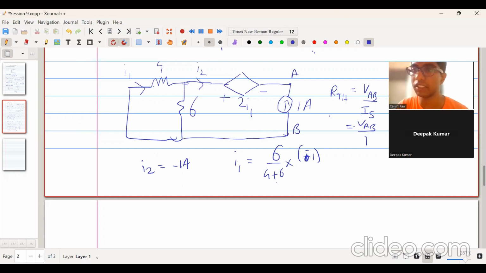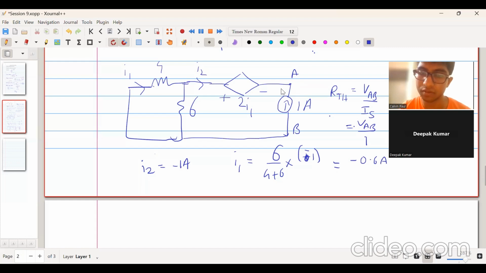Yeah, when we're finding the Thevenin resistance, in any network, it means. Okay, sir, okay, fine. Okay, so when we solve it, we get I1 equal to minus 0.6 ampere.